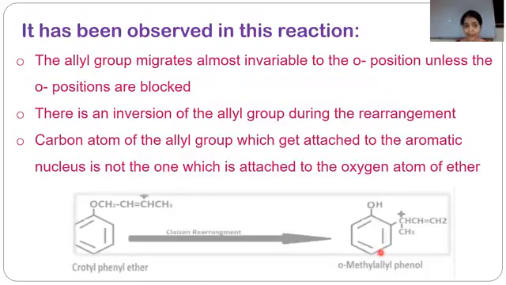It has been observed in this reaction that the allyl group migrates almost invariably to the ortho position unless the ortho positions are blocked. There is an inversion of the allyl group during the rearrangement. That means the allylic carbon that is attached to the oxygen will not remain attached; the carbon atom of the allyl group which gets attached to the aromatic nucleus is not the one which is attached to the oxygen atom of the ether. Here you can see this carbon is attached to the phenolic oxygen, and after the rearrangement this carbon will not attach to the ortho position, whereas this carbon, highlighted by the star, is going to attach to the ortho position.